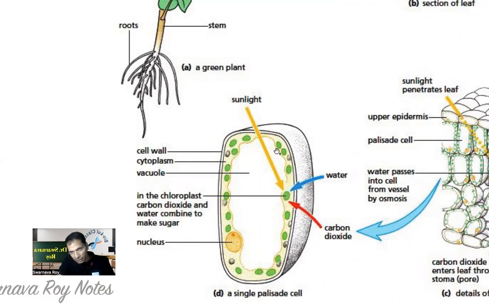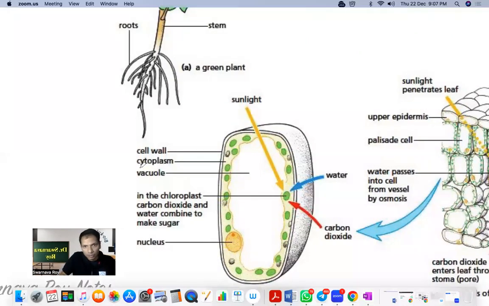These green round things are called the chloroplast. This is called the chloroplast. This is the vacuole. You see the cytoplasm. This is the cell wall outside. Okay? And so this is the chloroplast.